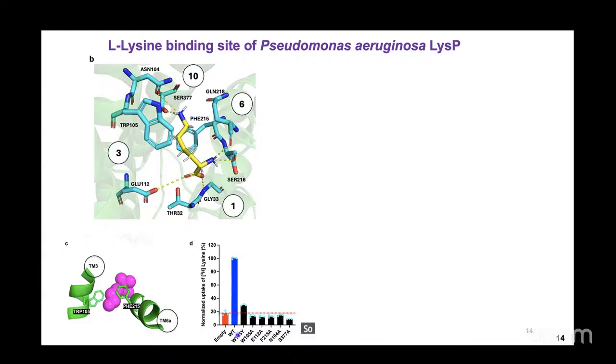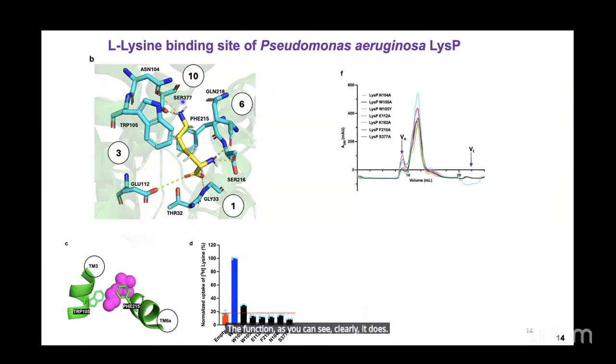So we did mutagenesis to mutate all these residues and performed the transport assay to see if this is going to diminish the function. As you can see clearly, it does. And all the mutants, when mutated, we purified and showed that they're still monodispersed, or rather still homogeneous and not in the void volume.